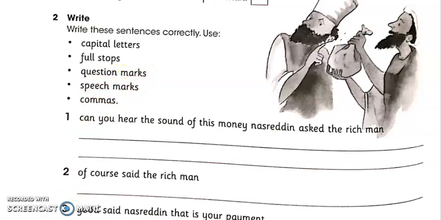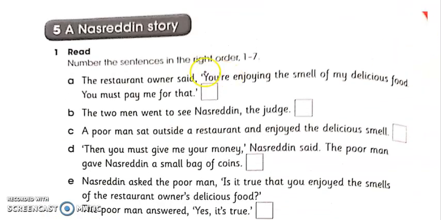Speech marks are marks, like this, that show us the actual words of a speaker. For example, here these two marks are speech marks that show us the actual words of the speaker, that is the restaurant owner. The restaurant owner is the speaker, and these speech marks show us the actual words of that speaker. A speaker is someone who speaks.